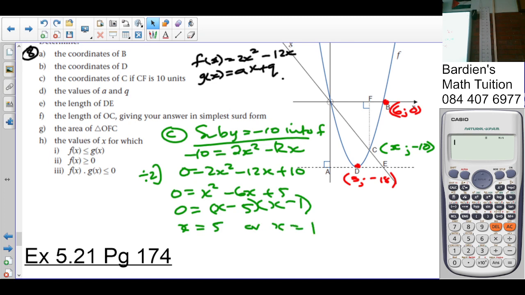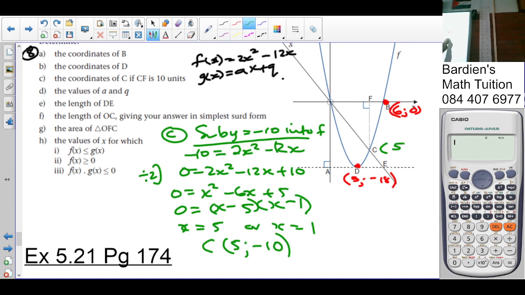So what's the coordinates of C? C is going to be 5 and negative 10. Okay, you probably need this soon.